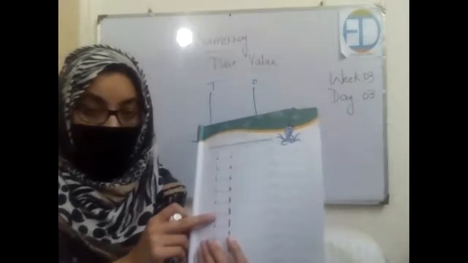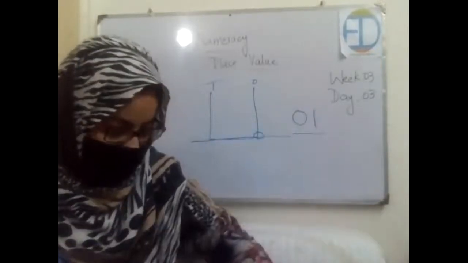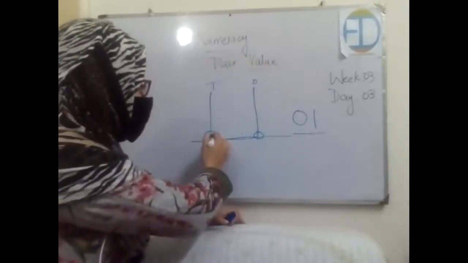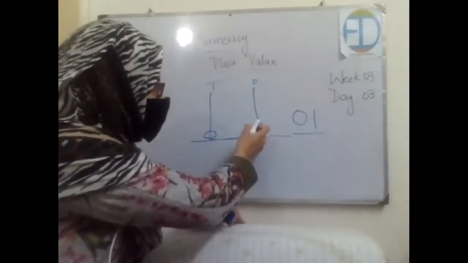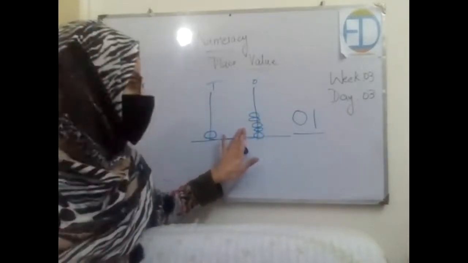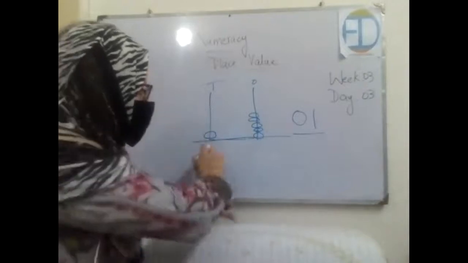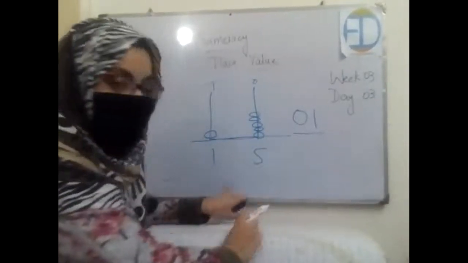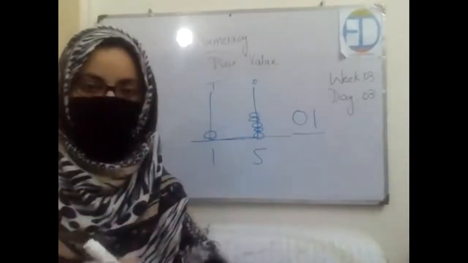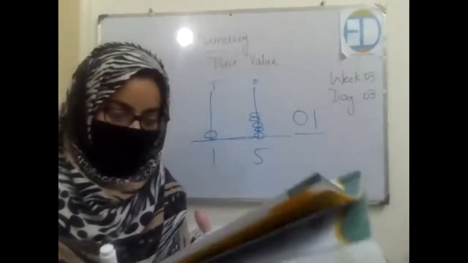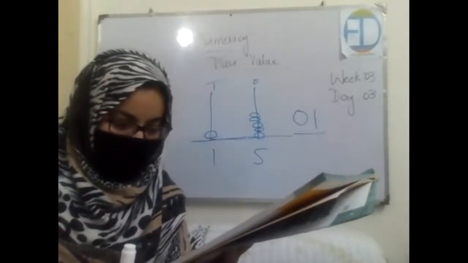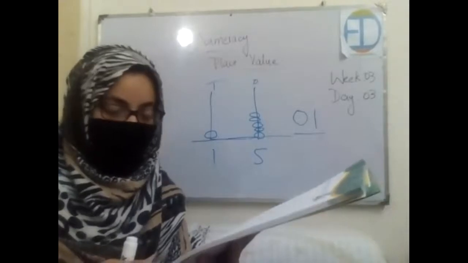Okay. Wait for a moment. If there is one bead in the tens column and 5 in the ones column, what would be the number? 1 and 5. So the number is 15, right? Okay. Hurry up. Do this. Tell me when you are done till 19, okay?